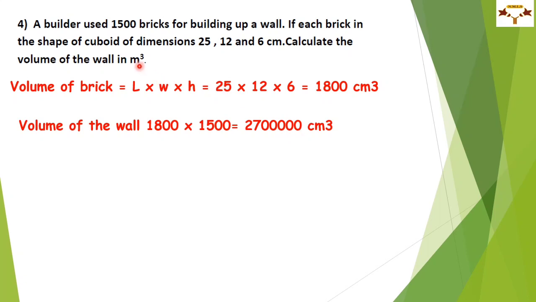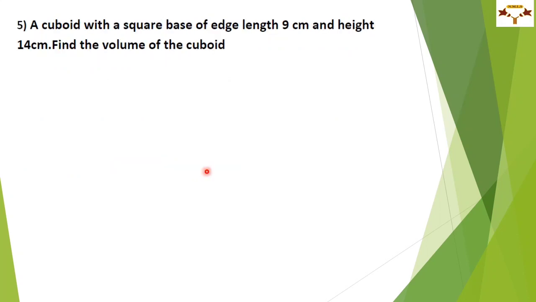2,700,000 centimeter cube. But he needs the volume in meter cube. So I will convert centimeter cube to meter cube by dividing it by 1 million. So 2,700,000 divided by 1 million equals 2.7 meter cube.